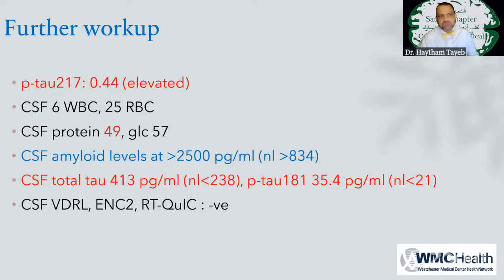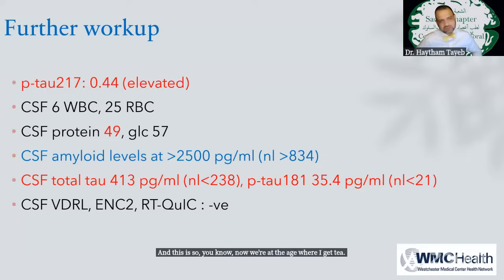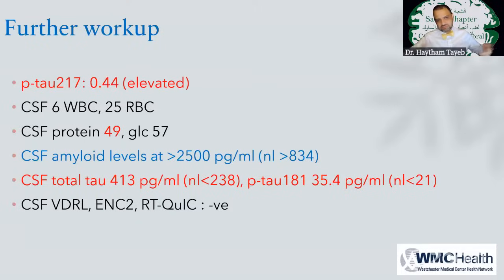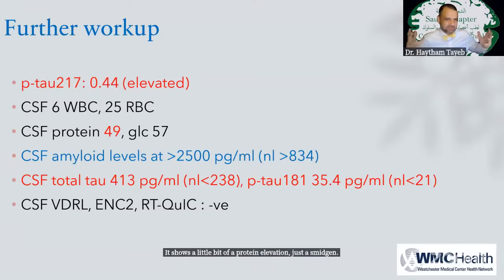Now we're at the age where I get tau 217 and my access to tau 217, it's elevated. Sent him for CSF, and this is his CSF. What do you think? It shows a little bit of a protein elevation, just a smidgen. You could pass this as something. I'm not sure.